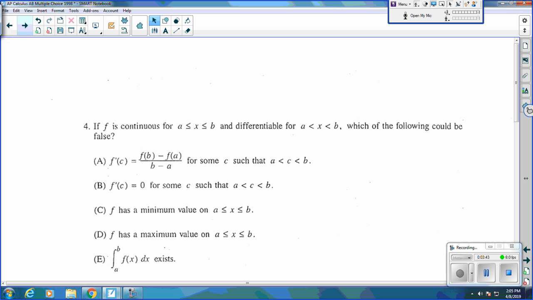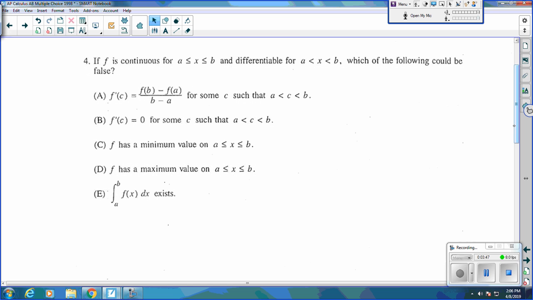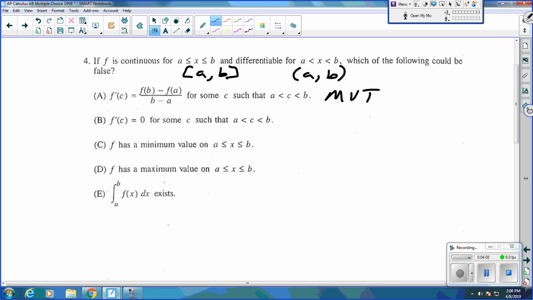All right, 4. I'll give you a chance to read it, and then I'll answer it, and then we'll go on. All right, so this one's pretty straightforward. It says f is continuous on a closed interval a to b, and differentiable on an open interval a to b, which of the following could be false? F prime of c equals the average rate of change. That's true because that's the mean value theorem. This is guaranteed true. This is the mean value theorem.